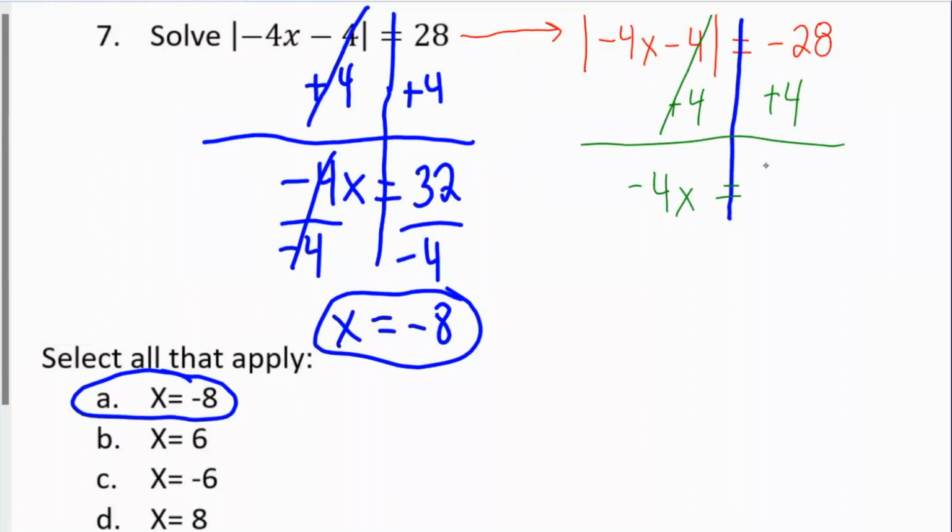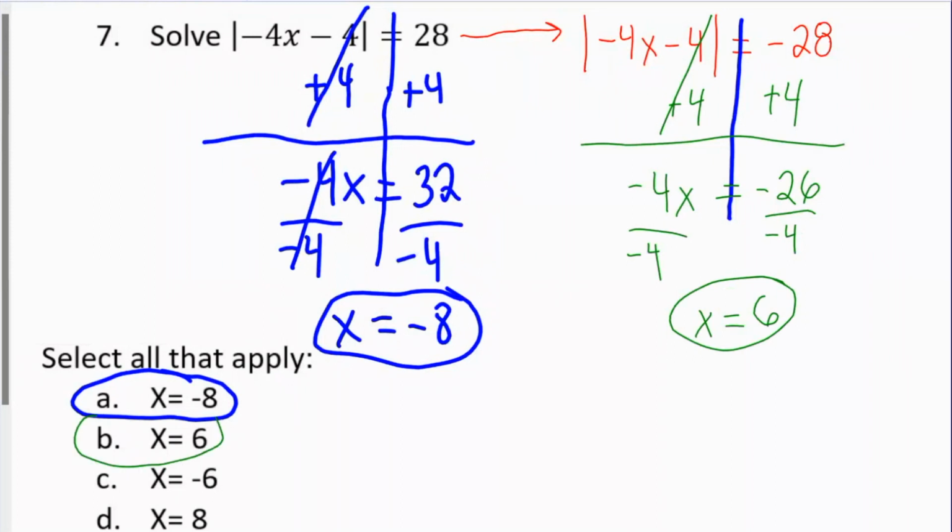So I'm going to do negative 28 plus 4, which is going to give me negative 26. I'm going to divide both sides by negative 4. I get x equals positive 6. And there is our second answer.